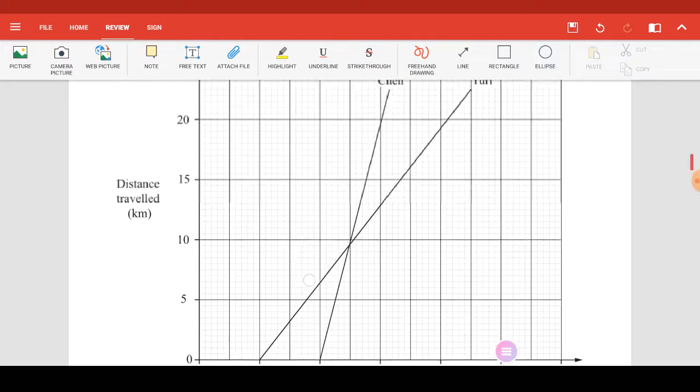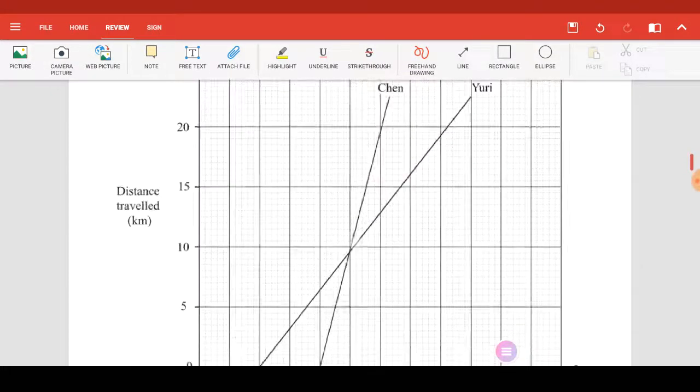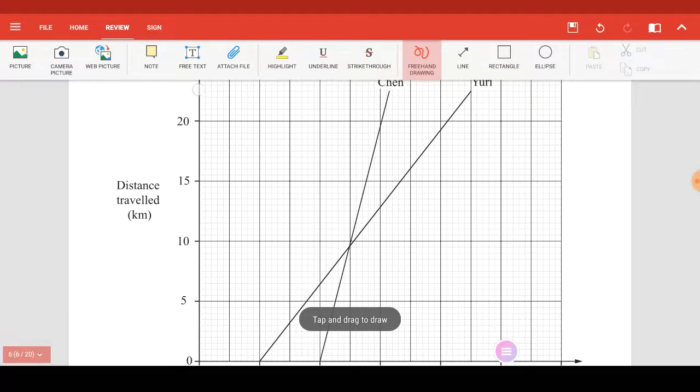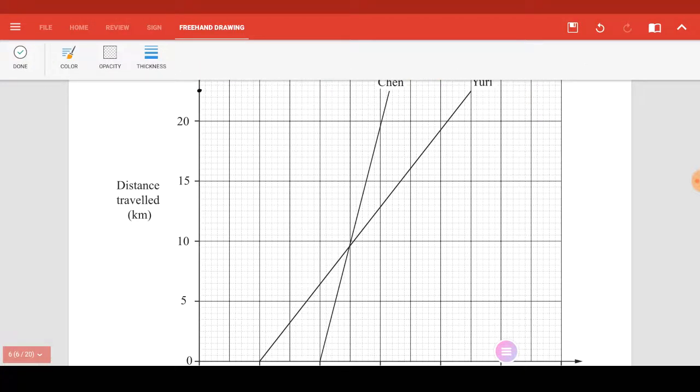As you see, they arrive at this point. To know, count 1, 2, 3, 4, 5, 6, 7, 8, 9, 10. That is 5 kilometers for 10 squares, so it's 0.5 kilometer for each square. So this is 21, 22, this is 22.5.